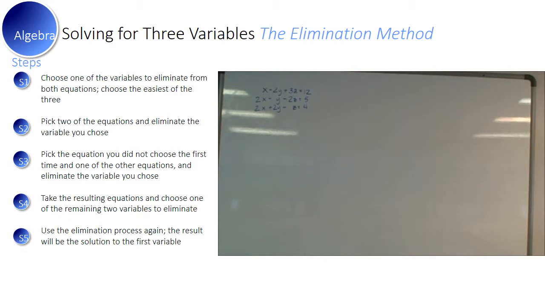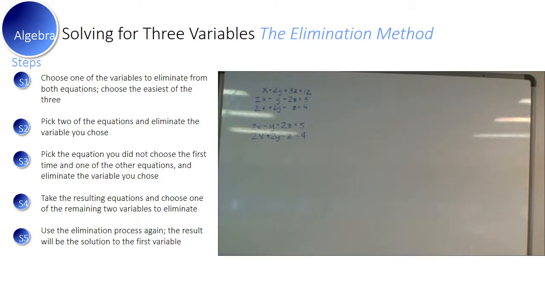Now, once you've decided which variable you want to eliminate, the second step is to pick which of the two equations you want to eliminate that variable from. So we'll go ahead and pick the second and the third equation because those are going to be the easiest to get rid of the x's from. So we're going to start with these two here. So we're going to rewrite 2x minus y minus 2z equals 5. Then we're also going to rewrite 2x plus 2y minus z equals 4.